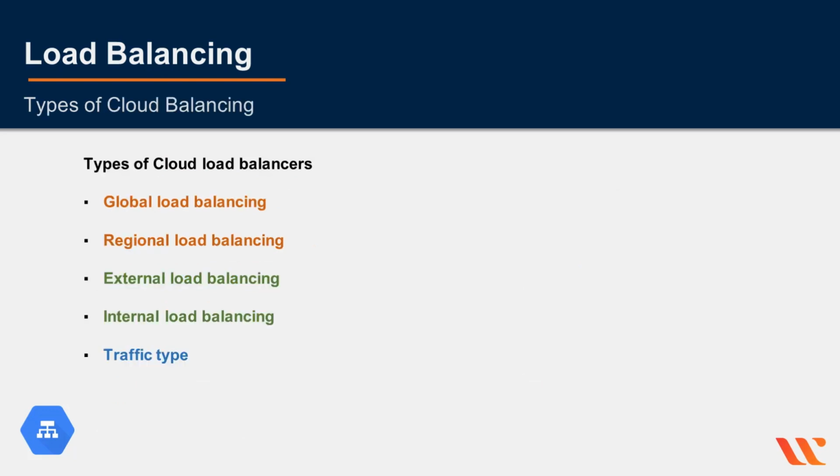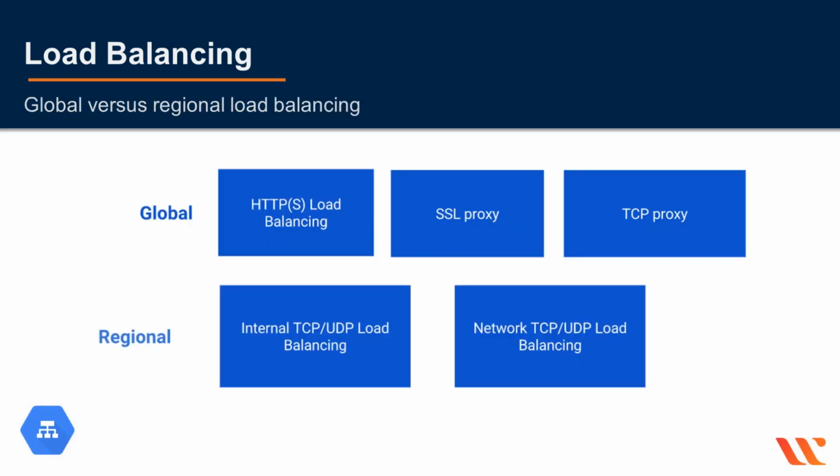So you can divide load balancers into these. You have global versus regional load balancing, external versus internal load balancing, and by the traffic type. Global load balancing is useful when users' instances are globally distributed and users need to access the same applications and content without delay. So in global, you have HTTPS, SSL, and TCP, and for regional, you have internal and network. Regional is used when users and instances are concentrated in one region and you only need IP version 4 termination.